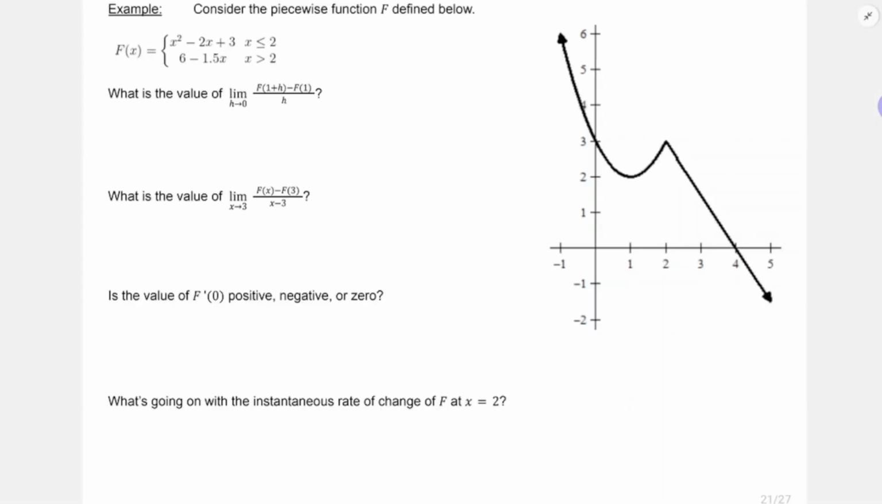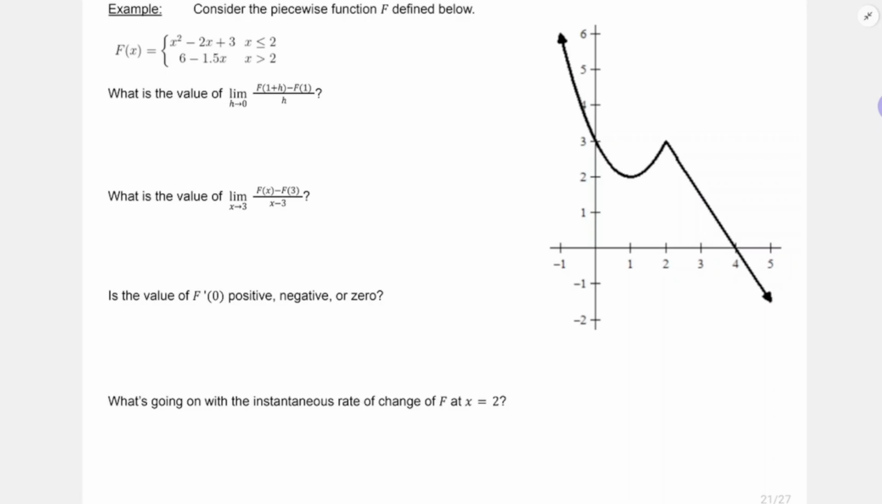In AP Calculus, we don't actually need to work with that limit definition all that much. What we need to be able to do is recognize that limit in a problem and realize that it's kind of a coded word for slope. Okay, so consider the piecewise function f defined below. F of x is a parabola sometimes and a line other times.